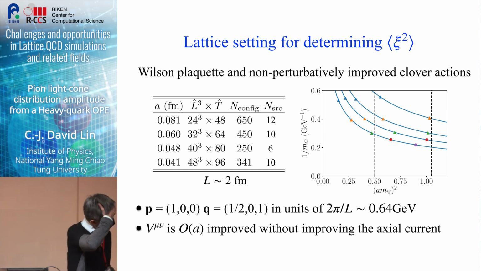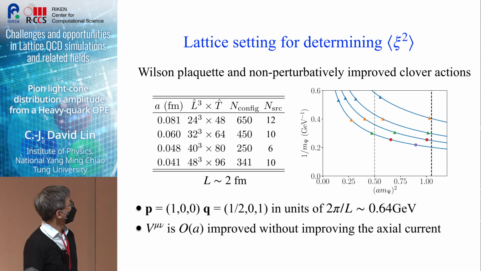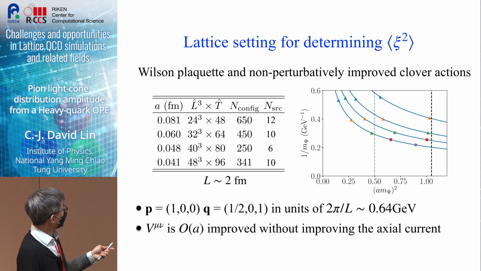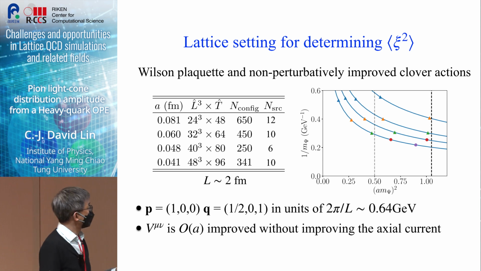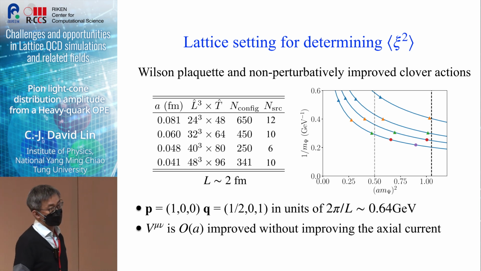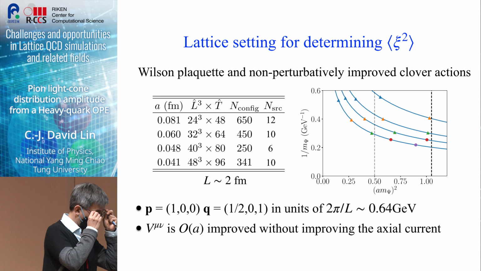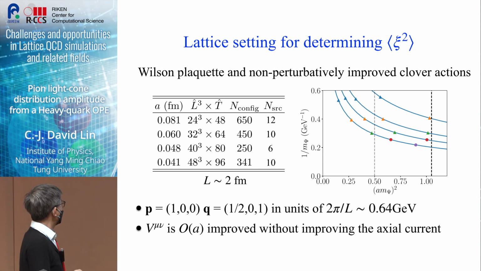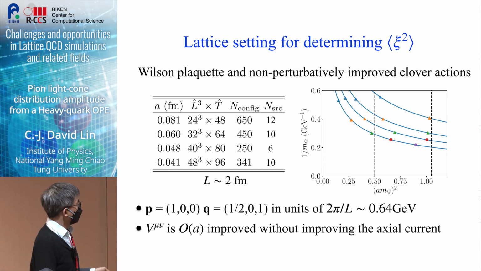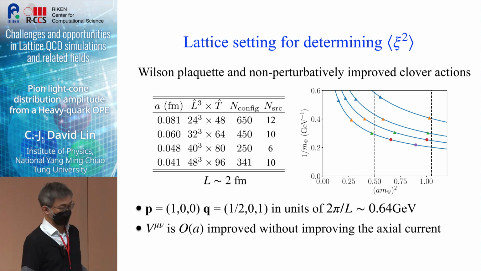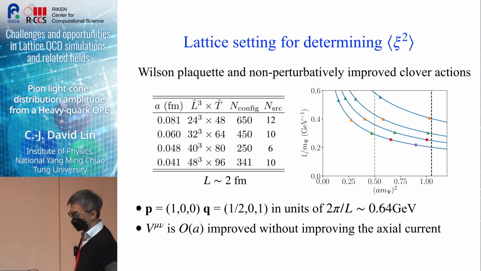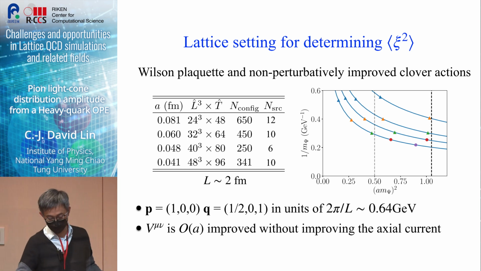And I also like to mention in passing that although we are using the Wilson plaquette and non-perturbatively improved Clover action, we don't improve the operators because you can actually show, as we actually demonstrated in one of our recent papers, that this hadronic tensor is automatically order a improved without improving the currents. Okay, so our continuum extrapolations can be done with order a² corrections.